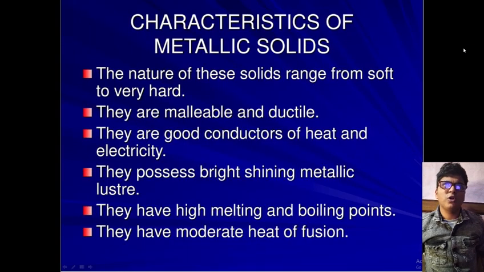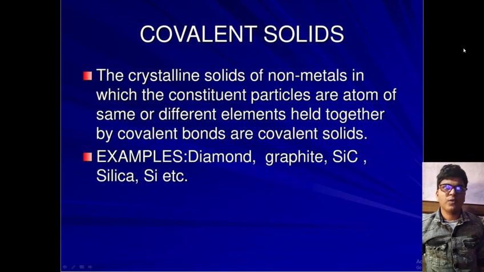Characteristics of metallic solids. The nature of these solids ranges from soft to very hard. They are malleable and ductile. They are good conductors of heat and electricity. They possess bright shining metallic luster. They have high melting and boiling points. They have moderate heat of fusion.